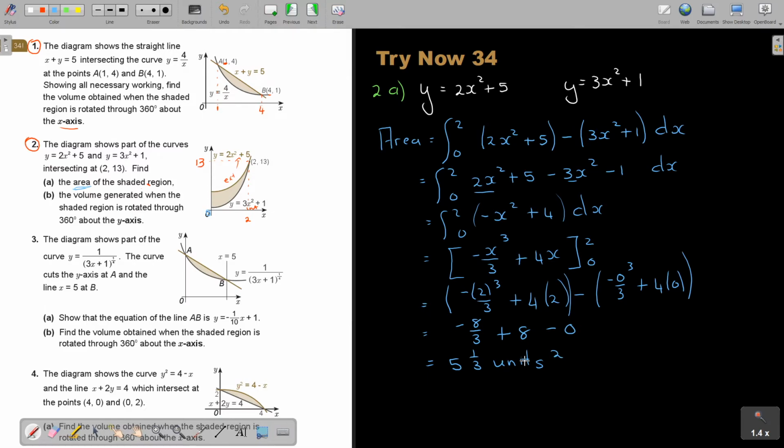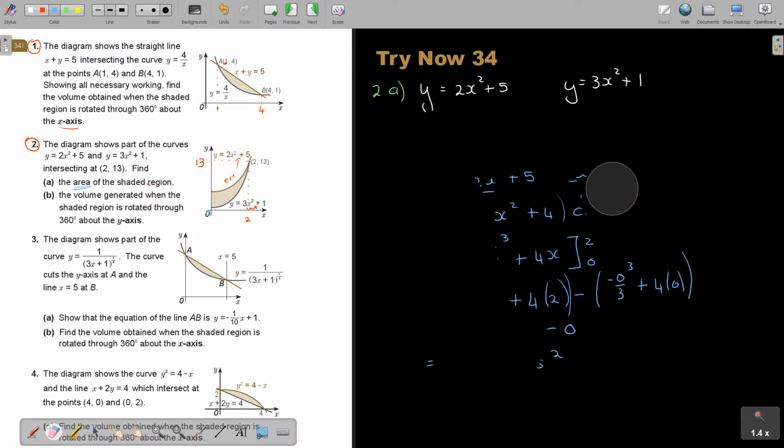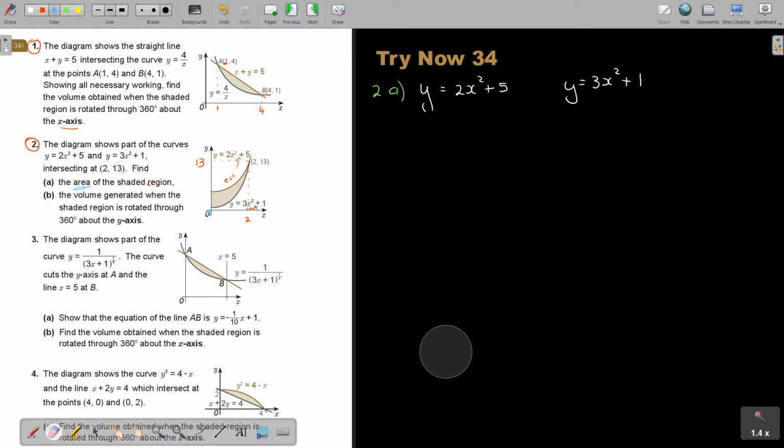Okay, but now we come to number B, and I'm going to even make space for number B. Leave the functions there. It's still the same functions. They are asking for the volume when the shaded region is rotated through 360 about the y-axis. So now I'm going to go to the y-axis. Now, in the teacher's guide, you will see this method, where I basically divide. Okay, I think I'm going to use a straight line. I'm basically taking this curve and I'm cutting it there.